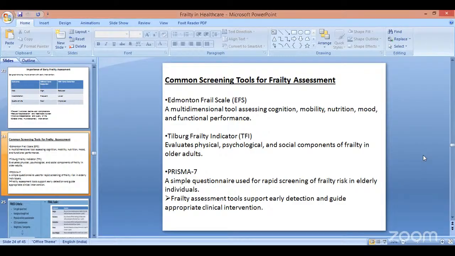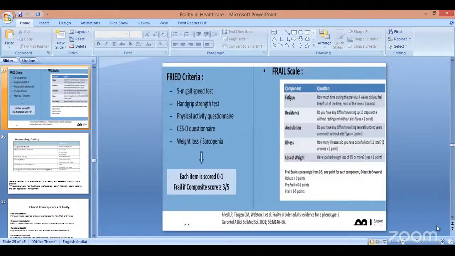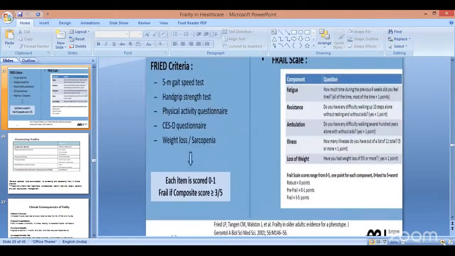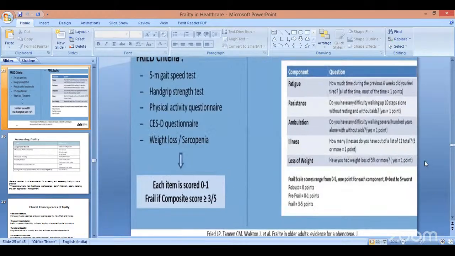Next. So there are two criteria right now. One is the Fried criteria, in which we check the 5-meter gait speed test, hand grip strength test, physical activity questionnaire, CES-D questionnaire, weight loss, and sarcopenia. Each item is scored 0 to 1. Frail if the composite score is 3 or more out of 5.